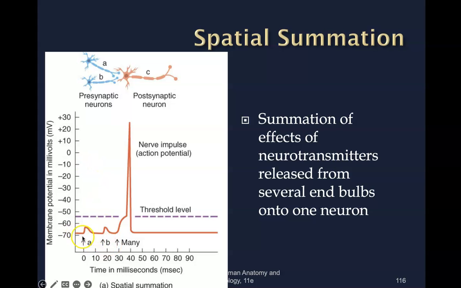So again, maybe you've got one excitatory synaptic end bulb here, but it's not enough to bring you to threshold. But then you got another one over here, and then another one over here, and another one over here. And that's enough to cause enough of a change in that resting membrane potential to hit threshold. Okay? So that's all that spatial summation is.